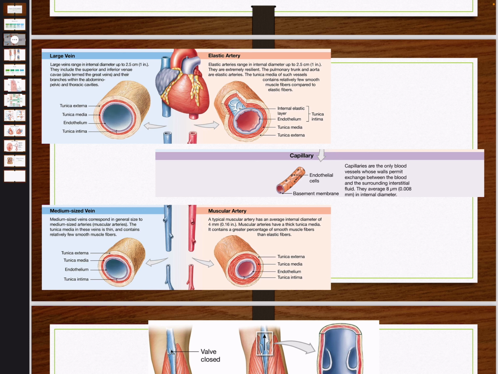Capillaries are the blood vessels whose walls permit the exchange between blood and the surrounding interstitial fluid. They average about 8 millimeters in diameter, which is bigger. The capillaries are bigger than the muscle arteries, which is really cool. I think that's all I had to talk about because of the layers. And yeah, there we go.